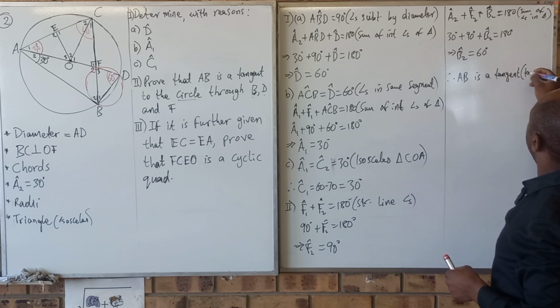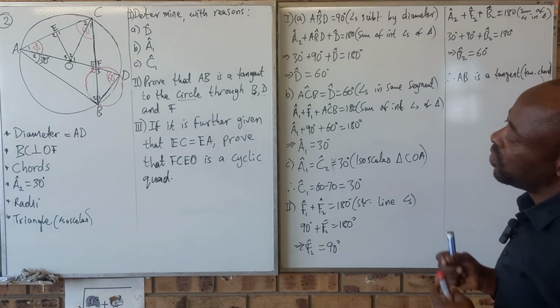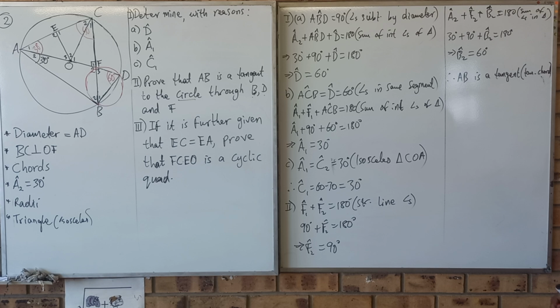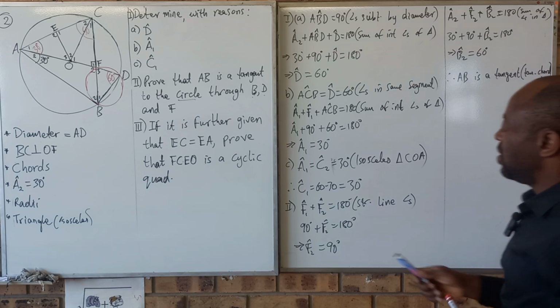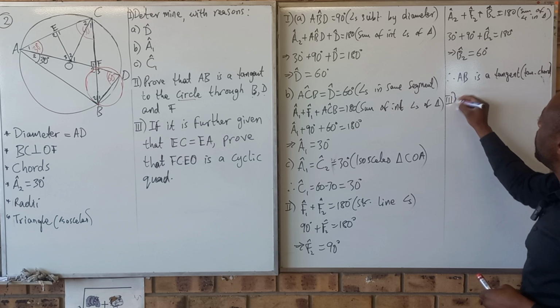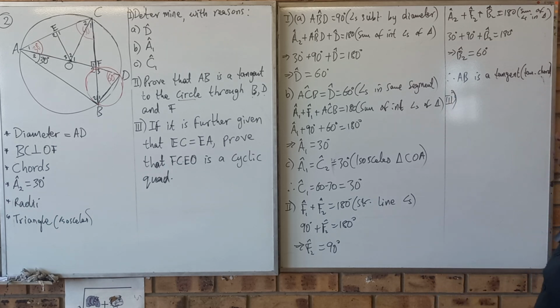Our reason is tan chord. You can also call it the converse of the tan chord, because it's like doing the reverse of the tan chord, because we use the angles to prove the tangent. So that is how it is in the Roman 2, which I know it is not easy for you to understand. We can now go to the last one, Roman 3.